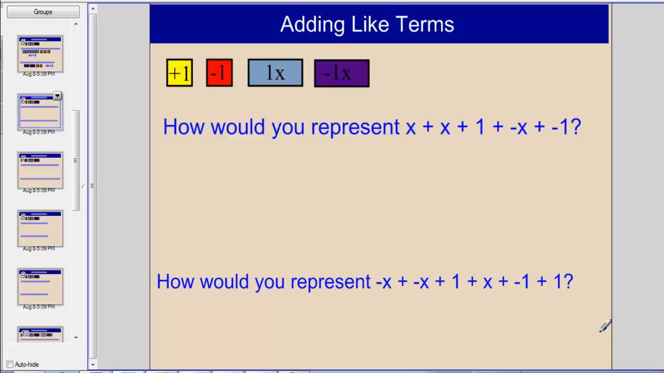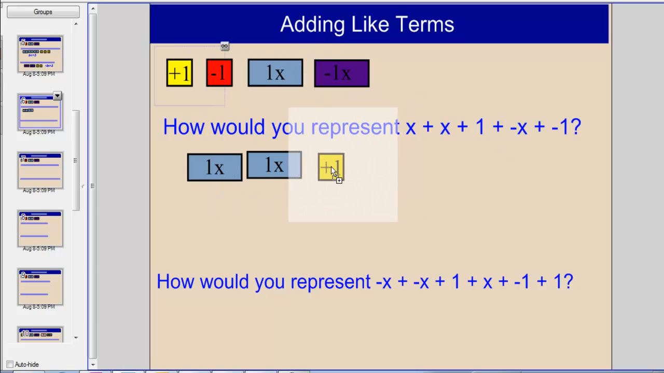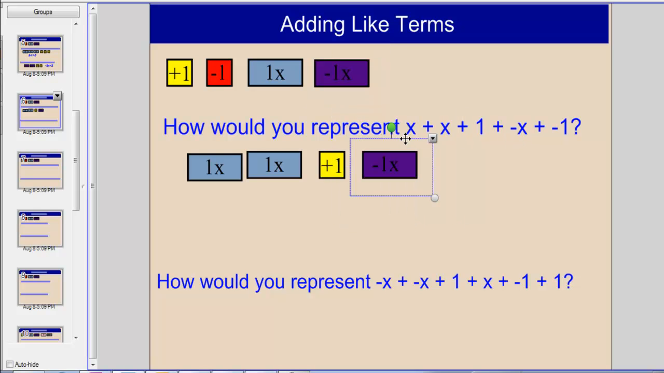Okay, so let's keep going here. Let's bring down 2 x's for this problem. And then we have a positive 1. And then look, we have a negative 1x. Another negative x. Remember, x is the same as 1x. Negative x is the same as negative 1x. And then we also have a negative 1 to bring down. So this is getting a little interesting. What happens anytime you put a positive and a negative together that are the same?